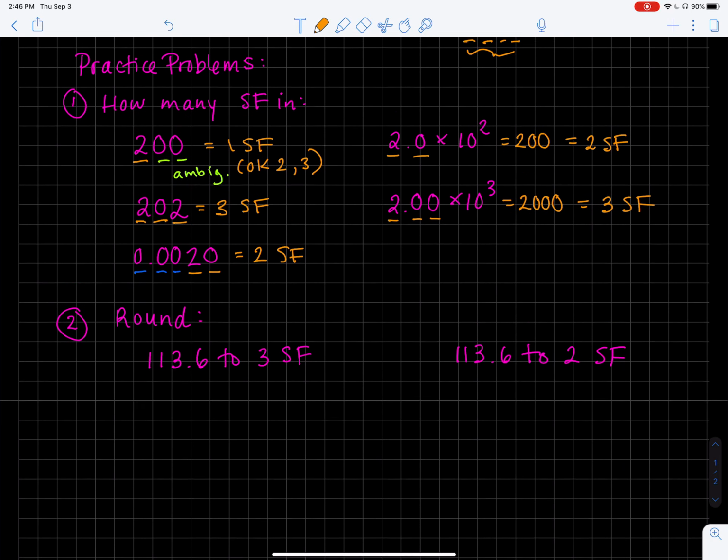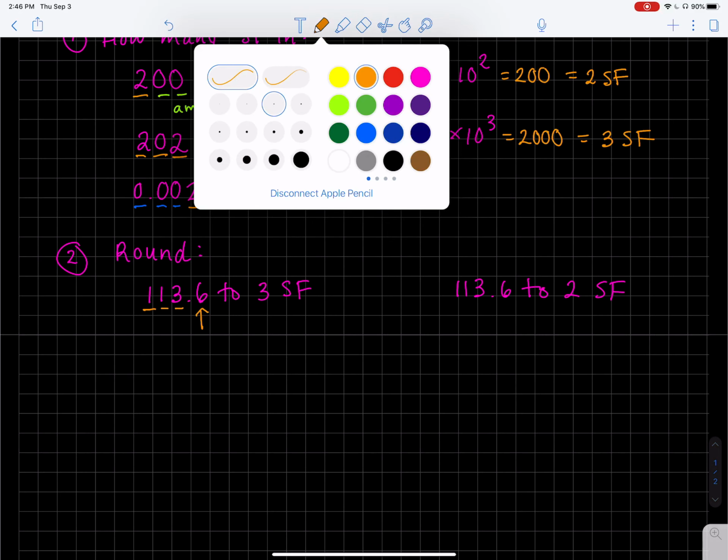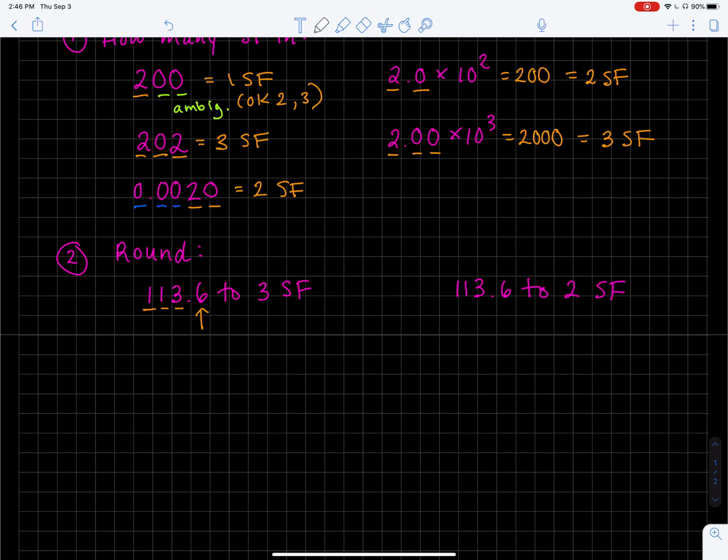All right, and now finally rounding. 113.6 to 3 sig figs. I'm going to want this, this, and this to be significant. So this is the place I look to round. It is greater than 5. And so my answer here is I'm going to round, and I round up because it's a 6. So this number becomes 114.